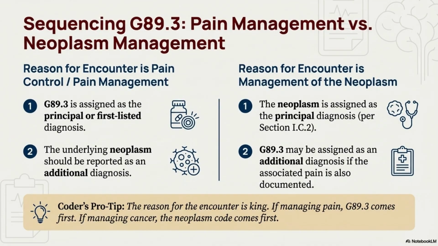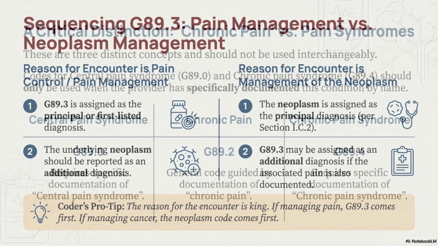If the visit is for pain control, G89.3 is principal, and the neoplasm is coded second. If the visit is for management of the neoplasm, the neoplasm is principal, and G89.3 may be added as a secondary code if the pain is documented. Again, the reason for the encounter drives the sequencing.